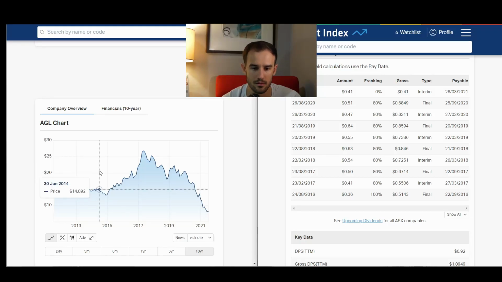And this is the dividend yield trap. The reason why a company like AGL would have such a seemingly high dividend yield is because the dividend yield is calculated using historical data. And if you guys understand that concept, then you've understood the dividend yield trap, because let's take a look at this stock price chart a little bit more closely.